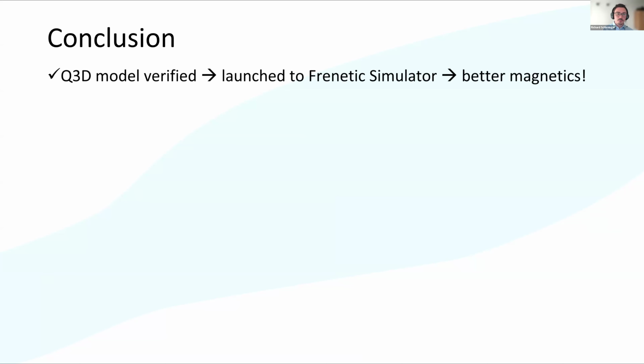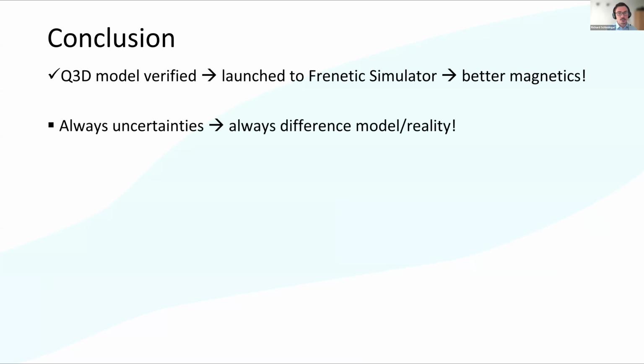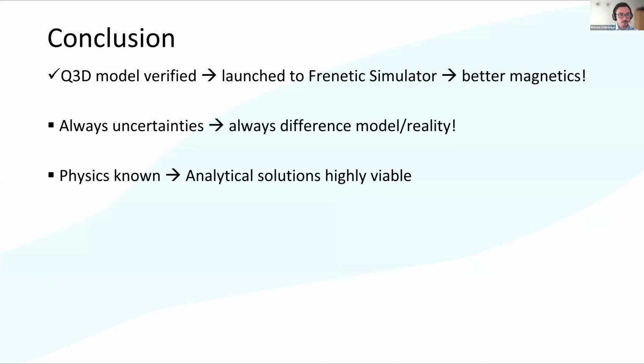To come to a conclusion, we introduced the Quasi 3D leakage inductance model and verified it. We launched it to our Frenetic simulator, and in the end, this will allow better, more accurate predictions of the leakage inductance, and will lead to better magnetic designs. There are always uncertainties, hence there will always be differences between the model and the reality, which we also saw in the table where we didn't have 0% error, but always some small percentage.